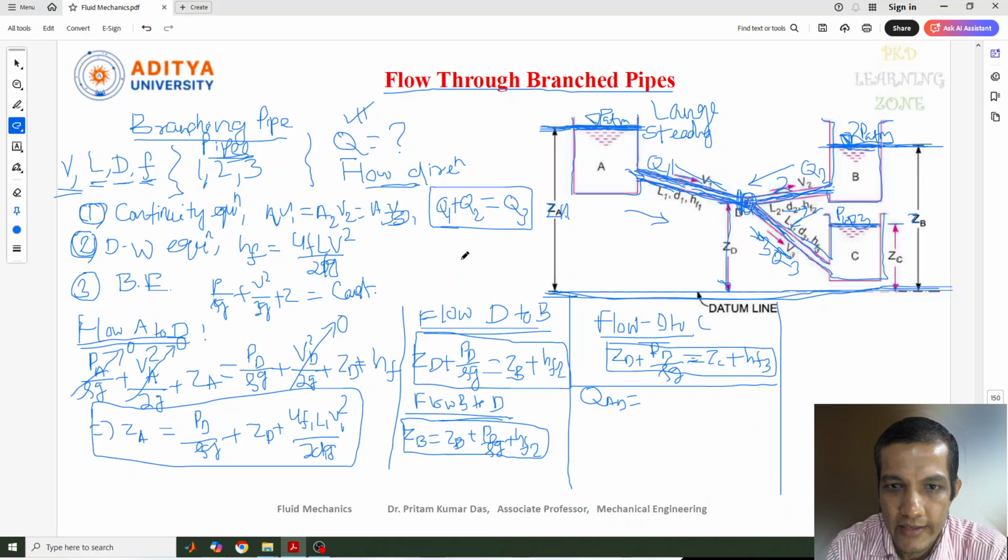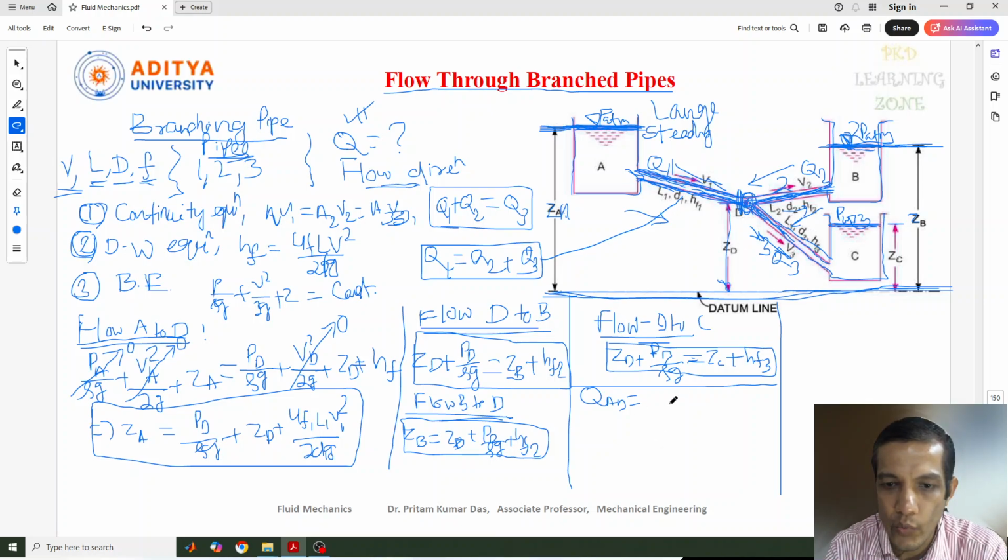But in this case we write it according to the flow directions. The discharge coming from this Q point will be equal to Q2 plus Q3. So as per the flow directions, what I have written here is QAD equal to QDB plus QDC.